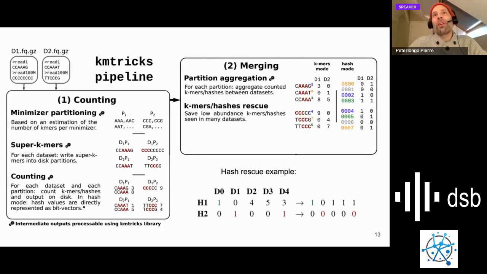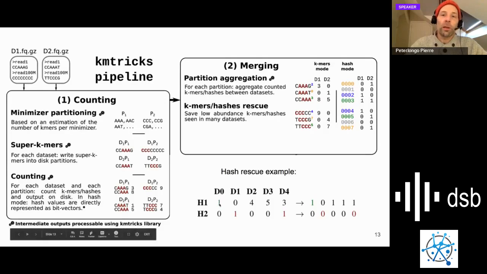And here come the kmer or the hashes rescue. The idea is quite simple, actually. If a kmer has a very low abundance, so below a user-defined threshold, possibly per read set, it's a low abundant kmer. Maybe this kmer, as in this example here, so it's not a kmer, it's a hash value, but for us this is the same thing. Let's say this kmer has a very low abundance in the first dataset, so it would have been removed by classical solutions, but this kmer can be said solid in some other datasets.